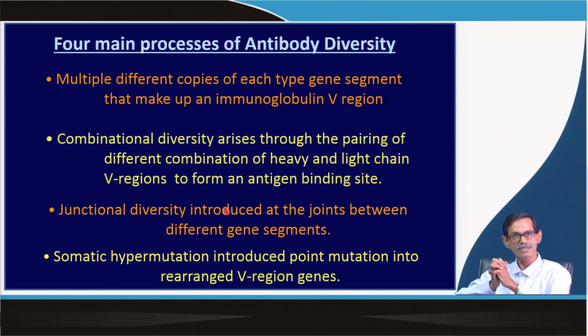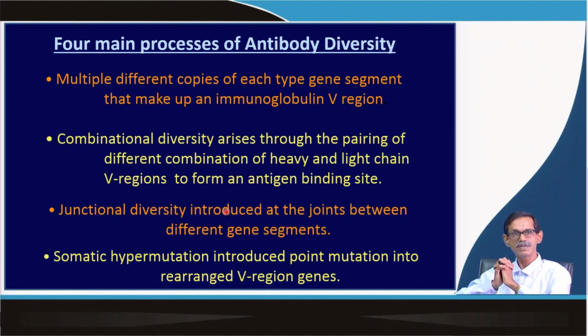Gene segment means now we know V, D, J, this kind of segment that makes up the immunoglobulin V region. So, when we say the antibody variable region, that is a combination of VJ in case of light chain and VDJ in case of heavy chain. So, multiple different copies of different segments are present for the immunoglobulin variable region, true for both light and heavy chain.